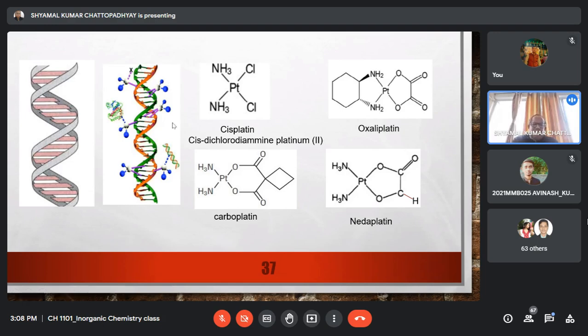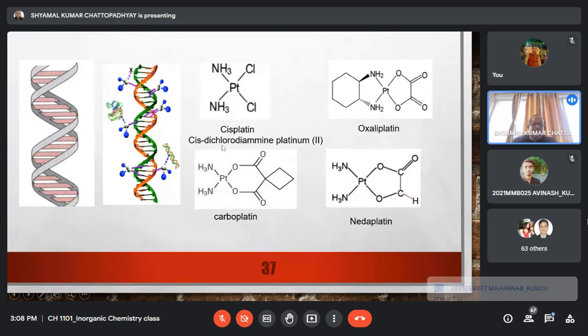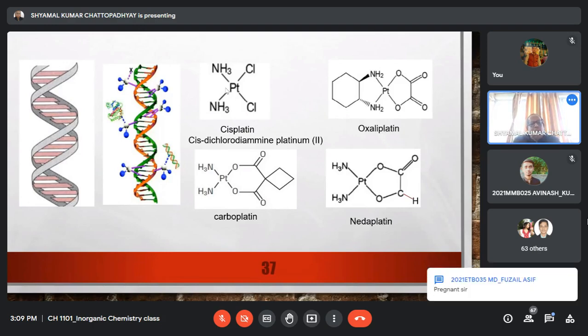And I shall end today's discussion with only one compound. This is the classical compound called cisplatin, which is cis-dichlorodiammine platinum. This is the very first generation anti-cancer medicine, which was discovered by Rosenberg in around the late 1960s. Now, Rosenberg was trying to find out how an electric field can affect cell growth.